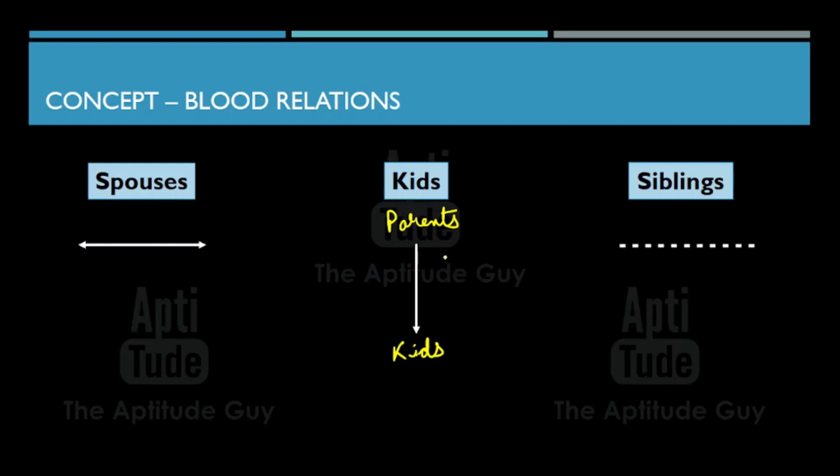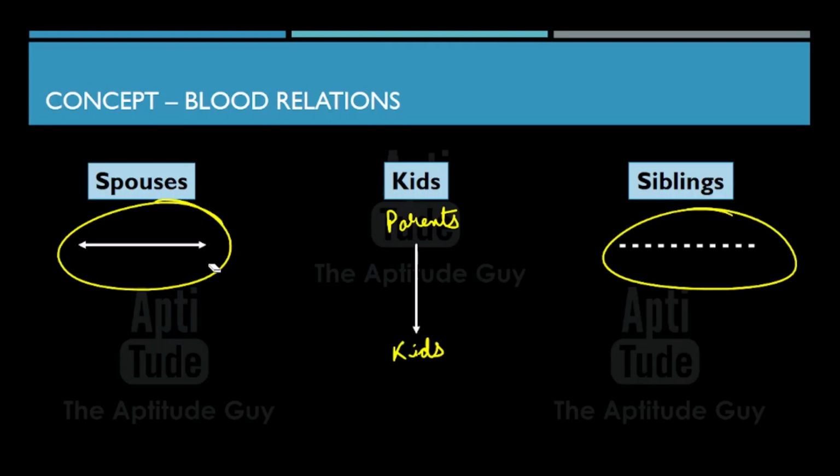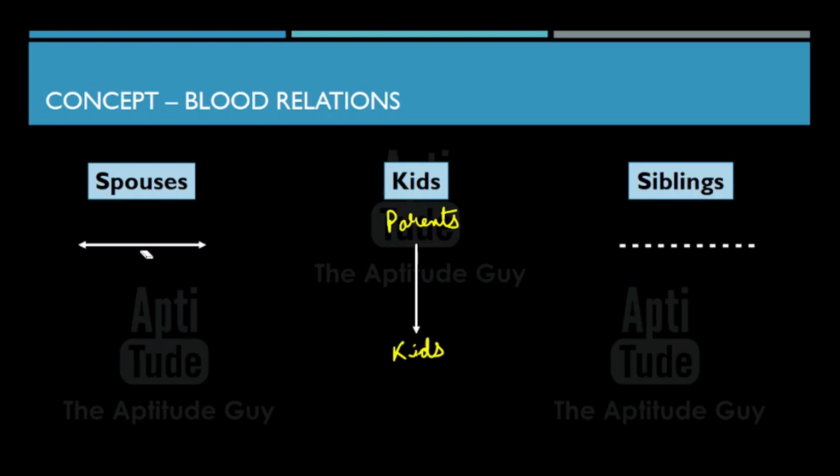Now, why did I say that this line is the most important line in blood relations? Because this line is depicting the generation change. Look at spouses, horizontal line. Look at siblings, horizontal line. Because your spouses and your siblings are in the same generation. But the kids, this is a generation change. Okay, so most of the times this will be very, very helpful to see who is in which generation.